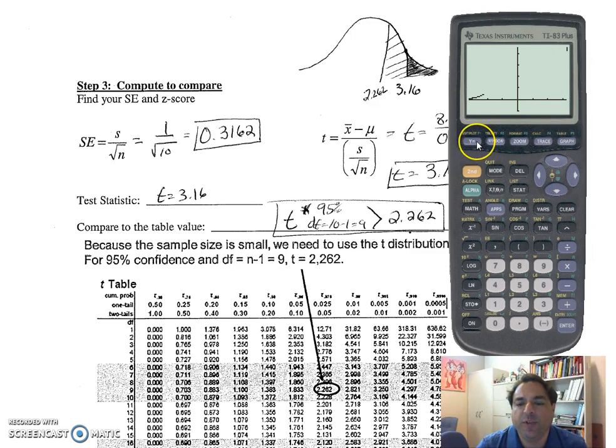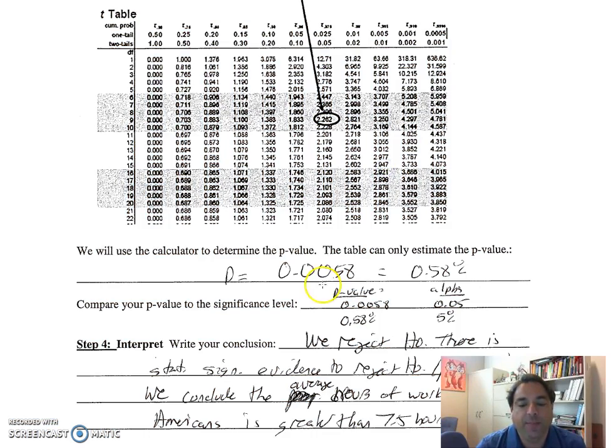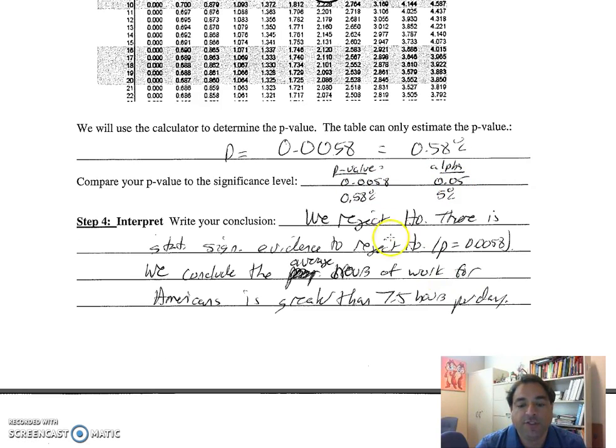Again, if you get an error at this point, it's because one of your plots is on. But this is doing it in the calculator. It will still give us our same t, or very close to it, and it will give us our p-value. So the t is 3.16, like we got, and our p-value, be careful, is 0.0058. So if we compare our p-value to our alpha, 0.0058 is smaller than 0.05, so we reject H0. There is statistically significant evidence to reject H0 because of our small p-value. We conclude that the average hours of work for Americans is greater than 7.5 hours per day.